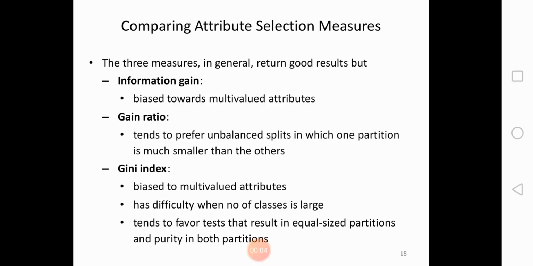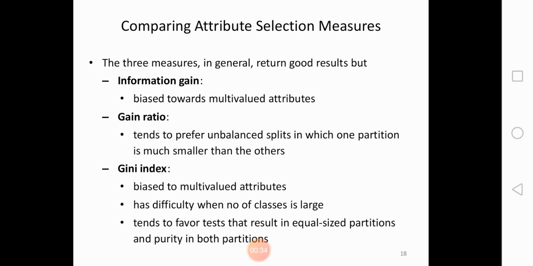Good morning, students. Today we are going to discuss comparing attribute selection measures. Till now we discussed information gain ratio and Gini index. We are comparing these attribute selection measures we discussed till now. The three measures in general return good results, but information gain concentrates towards multi-valued attributes.